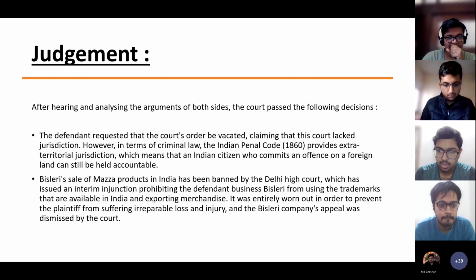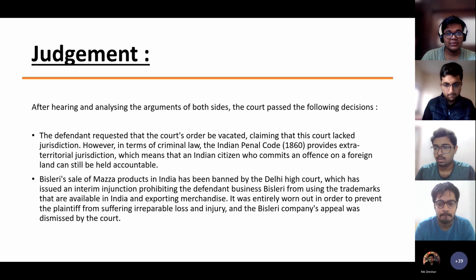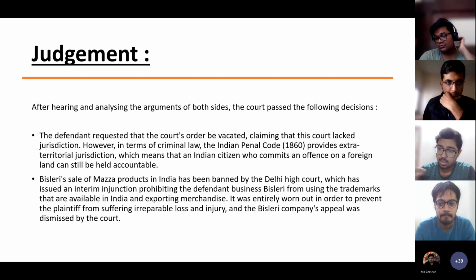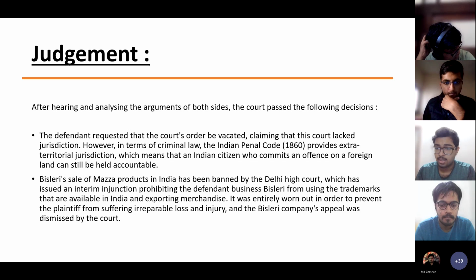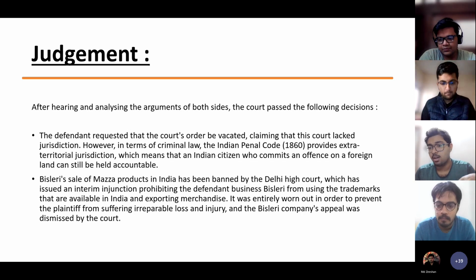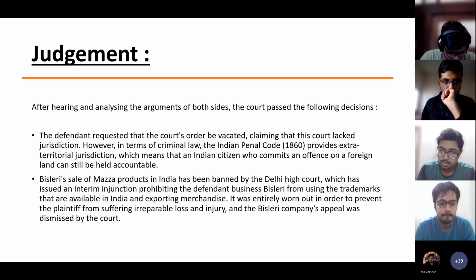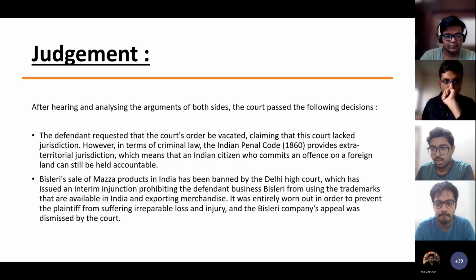So what the court finally came to the conclusion was that the Bisleri sales of Mazda products in India are being banned, and they gave an interim injunction banning the defendant, that is Bisleri, to sell any Mazda products even outside India, because anything which is exported is also considered as a sale within the country. So if something is manufactured in India and then exported and then sold in, for example, Australia, then that is also considered as a sale in India, and that comes under the trademark of India, which is actually owned by the plaintiff, that is Coca-Cola.